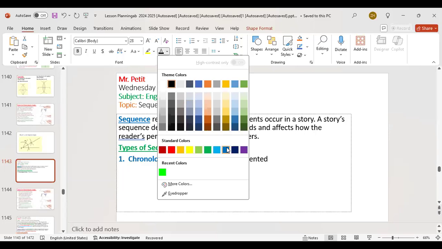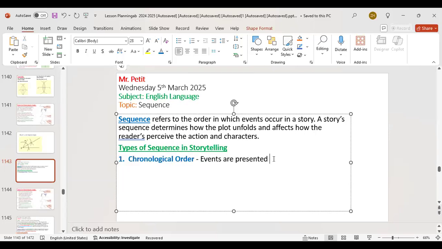Okay? Chronological order: events are presented in the order in which they happen. So we say it's from beginning to end, as we call it, chronological order. But is that the only way in which you could order something? Is that the only way in which a story can be sequenced? What's another way a story can be sequenced? How could it be sequenced? What's another way?